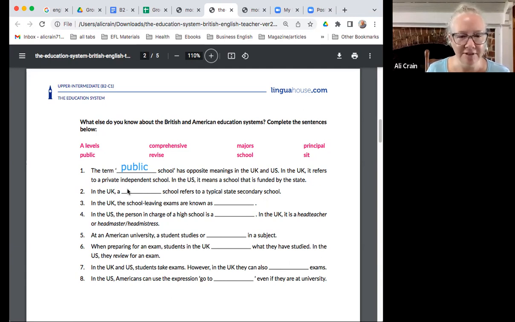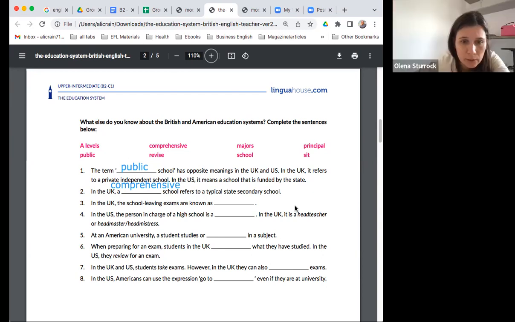Oh, this is the next one, actually, so I'll go ahead and give this to you. It's comprehensive. Some of this is new terminology for me too, because I don't really know the British system. But in the UK, a comprehensive school refers to a typical state secondary school. Okay, Elena, number 3. In the UK, the school leaving exams are known as school leaving.